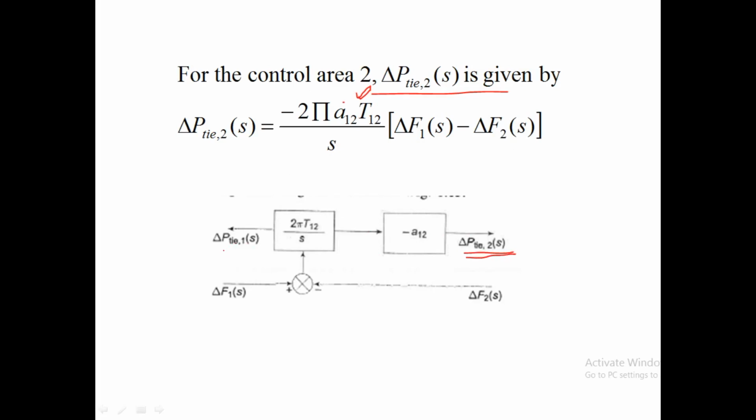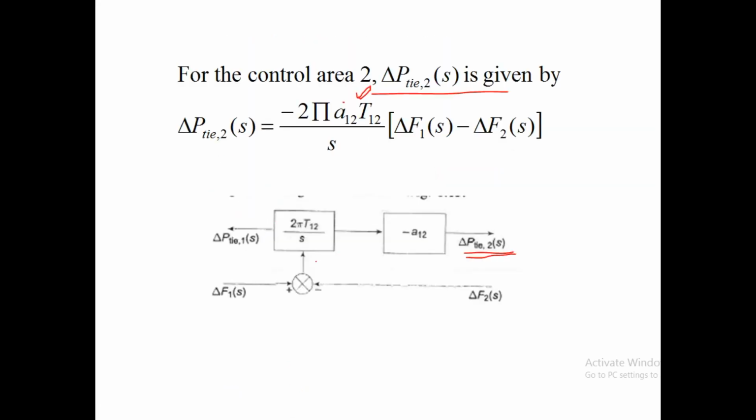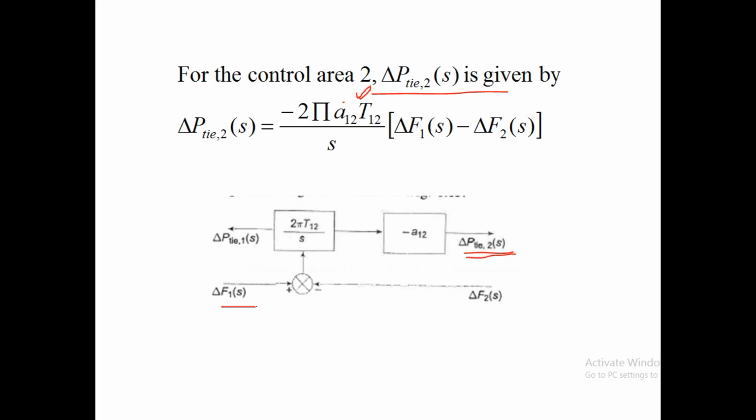From this itself, delta P tie 1 of S is what? Delta P tie 1 of S is 2 pi T12 by S into this delta F1 of S minus delta F2 of S. This is delta F1 of S, and this is delta F2 of S. So delta F1 of S minus delta F2 of S into this block will give delta P tie 1 of S. Now delta F1 of S minus delta F2 of S into minus A12.